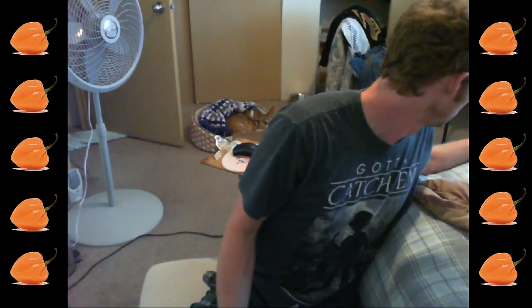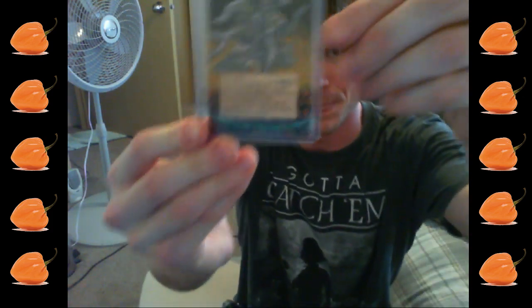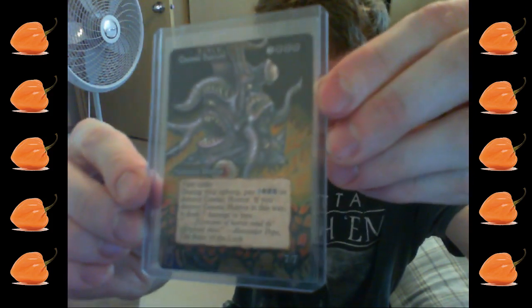So, let's see here. This is one I really like. This is my Cosmic Horror. Here, let me get it right in the frame so you guys can see what's going on.